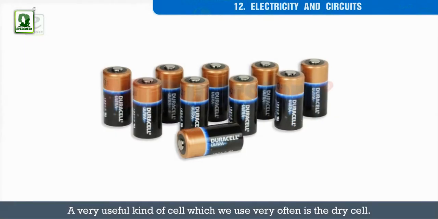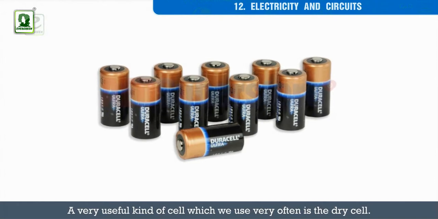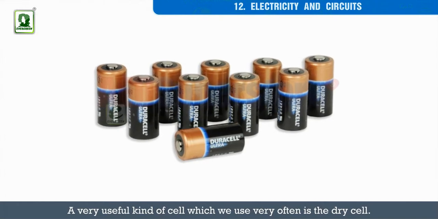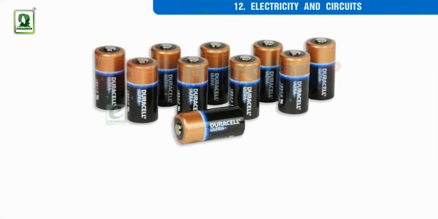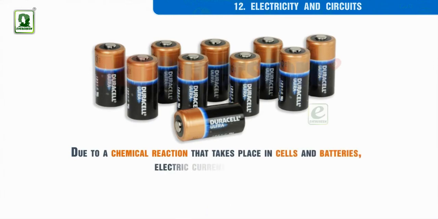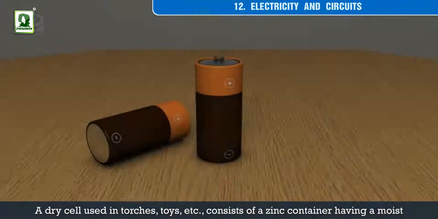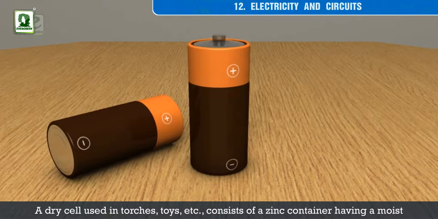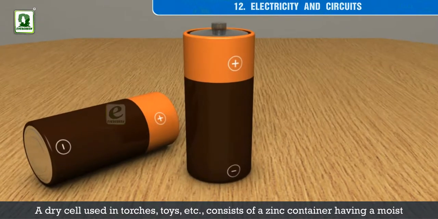A very useful kind of cell, which we use very often, is the dry cell. Due to a chemical reaction that takes place in cells and batteries, electric current is produced. A dry cell is used in torches, toys, etc.